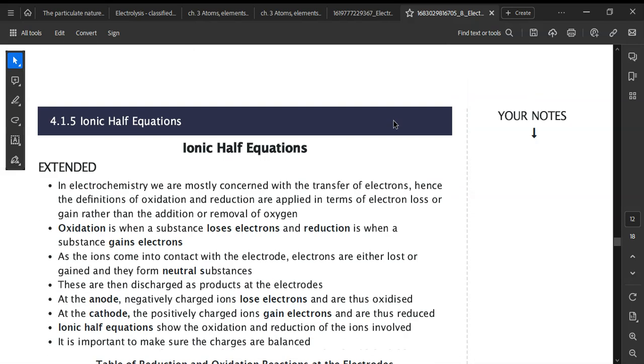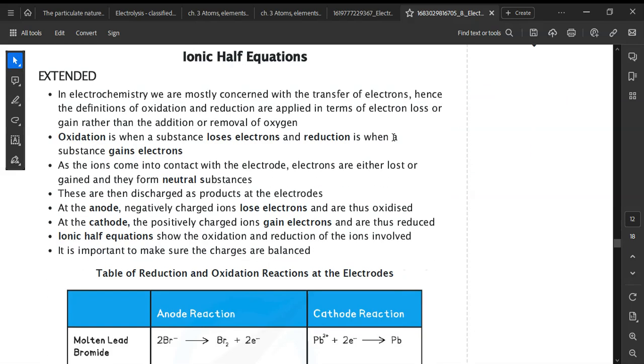Moving on to ionic half equations. Daniel, would you like to take over?